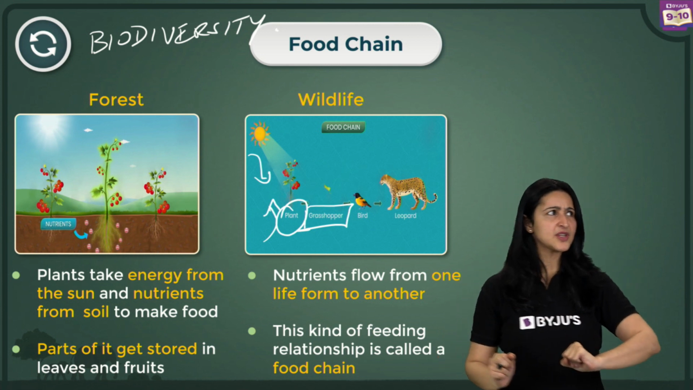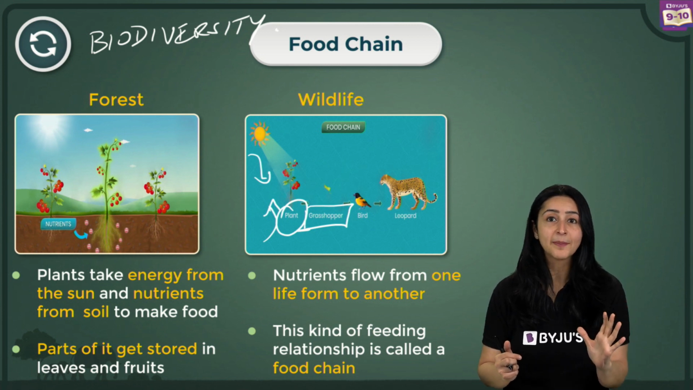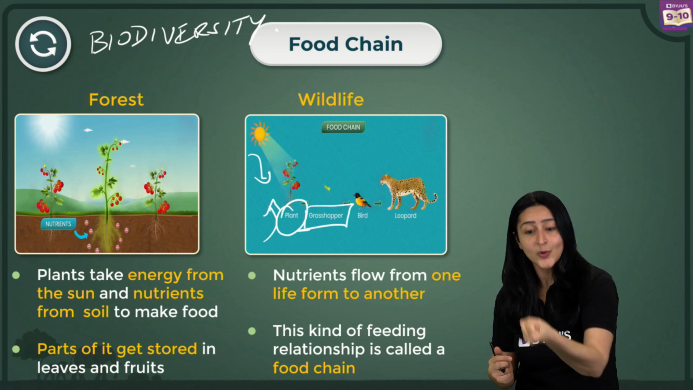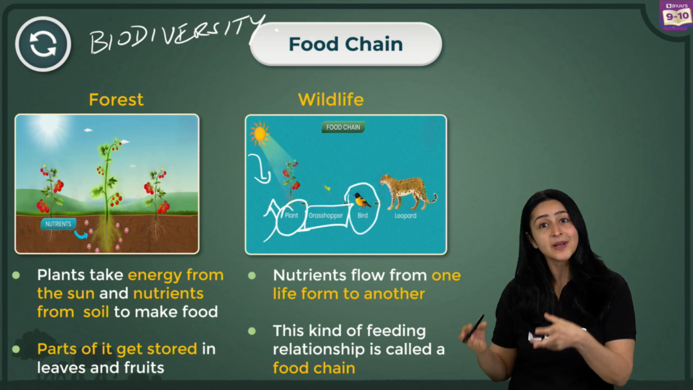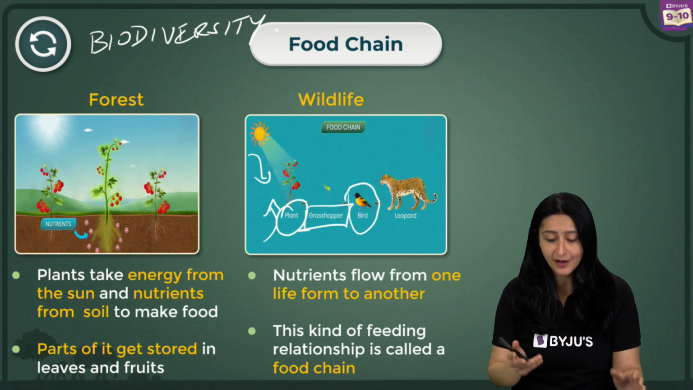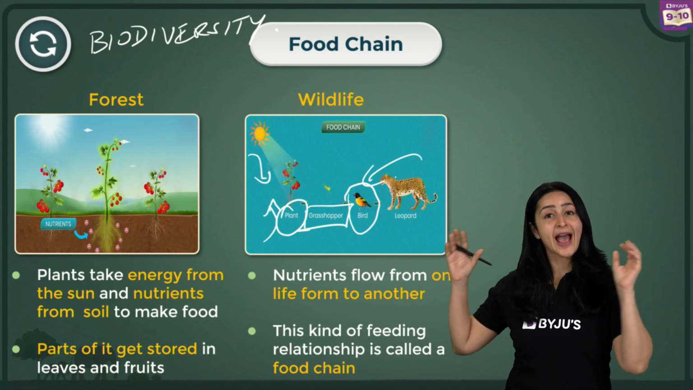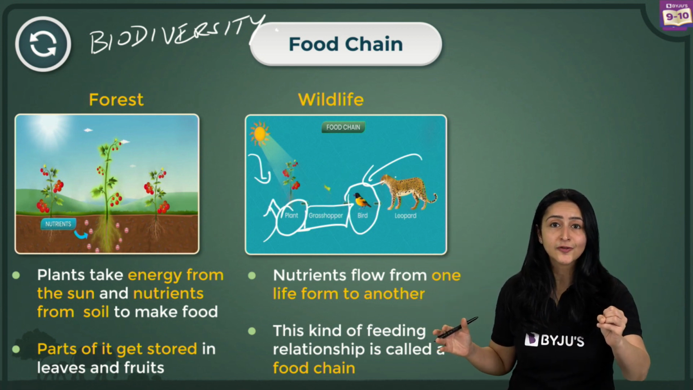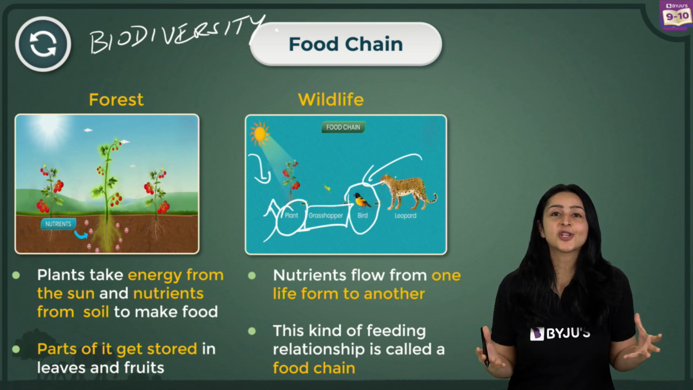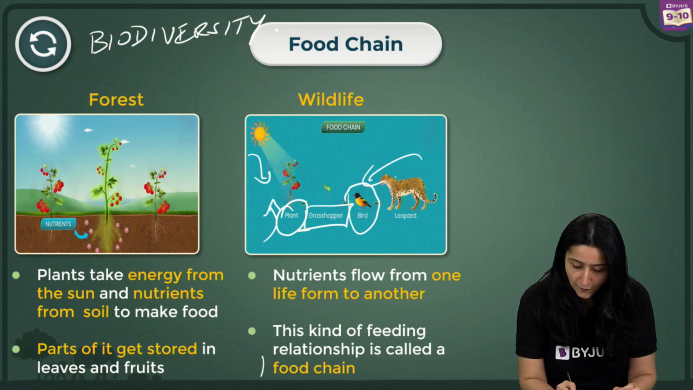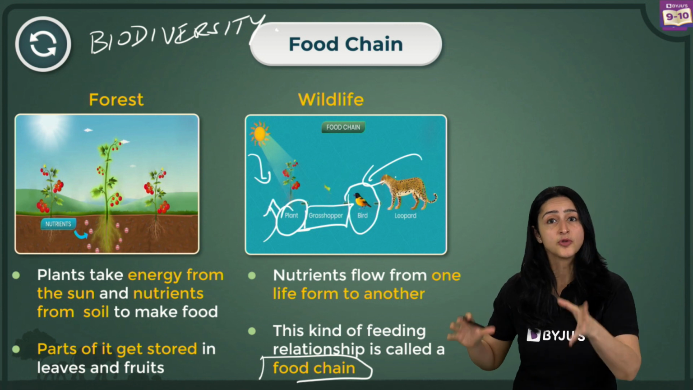Now let's assume that we have this bird who is very hungry, and this bird comes and feeds on this grasshopper. What will happen? Some of the same energy or nutrients are transferred again to that bird, right? And then similarly, when the leopard eats the bird, what happens? This nutrient cycle continues to flow. So as we understand, nutrients flow from one life form to another, and this kind of feeding relationship is what we call a food chain. Now this is a very important term. We've understood what a food chain is.